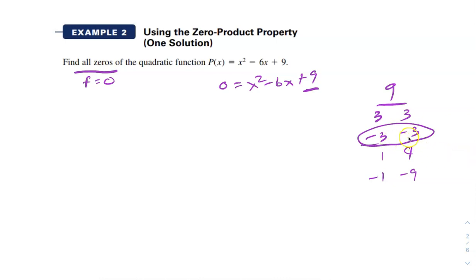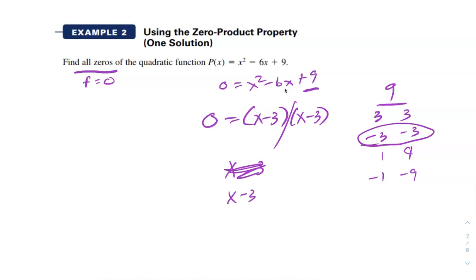These two get me it. If I multiply those two, I get 9. If I add them, I get -6, which is what I need. So there I go. x minus 3, x minus 3. You can split and solve, but either way, you're going to get the answer. x minus 3 equals 0. I only write it once because there's two of them. And x equals 3. So you have one answer.